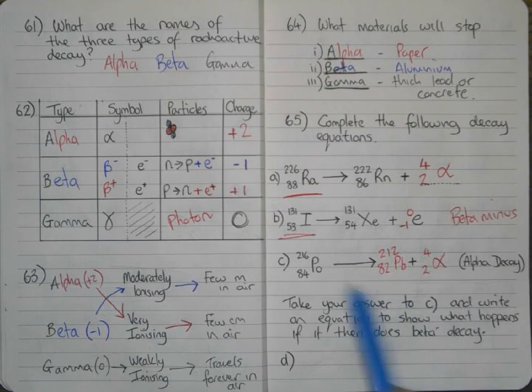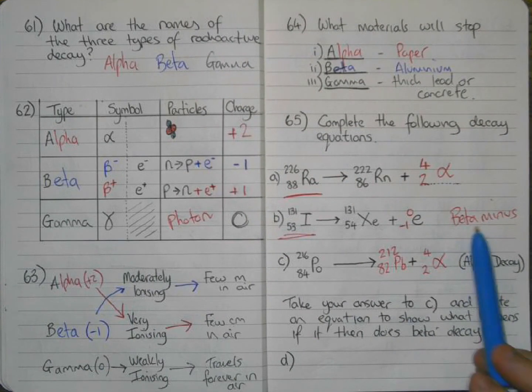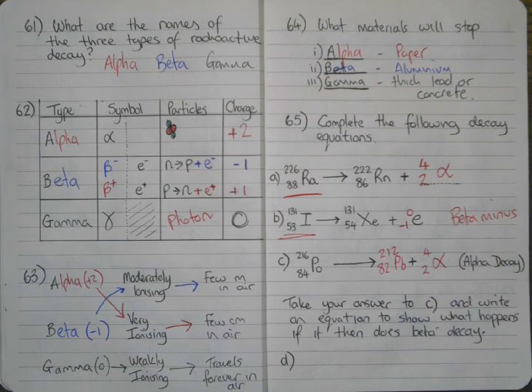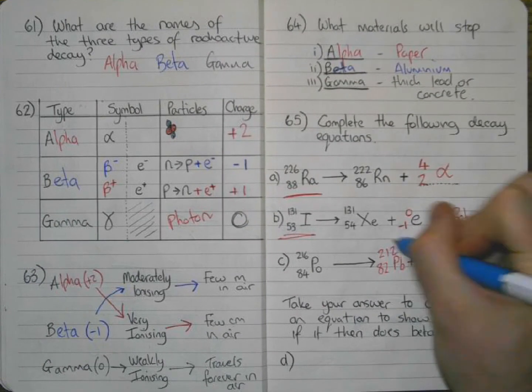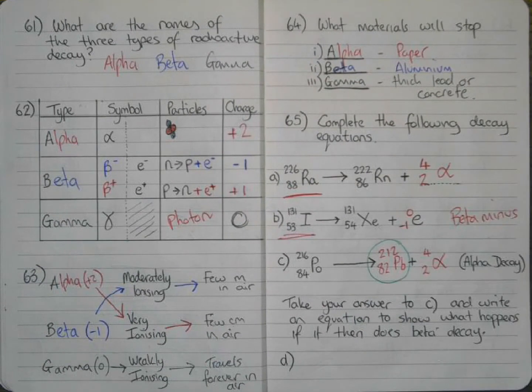Take your answer to C, which is this one, and write an equation to show what happens if it then does beta minus decay. There's an example of beta minus decay. So see if you can write out the whole equation by yourself, starting with that element. If you really want to find out what it changes into, you're going to have to check your periodic table. Give it a go anyway and see if you can get the numbers on the top row and the bottom row correct.